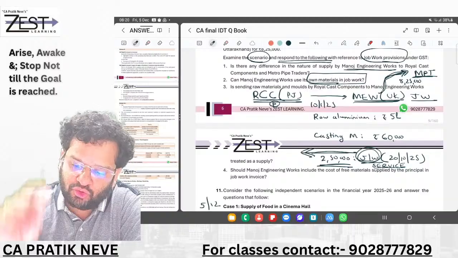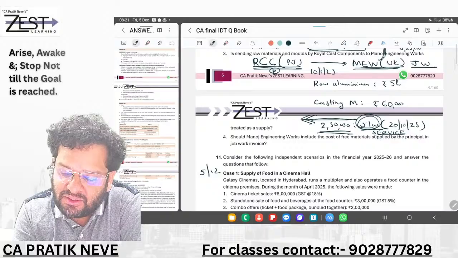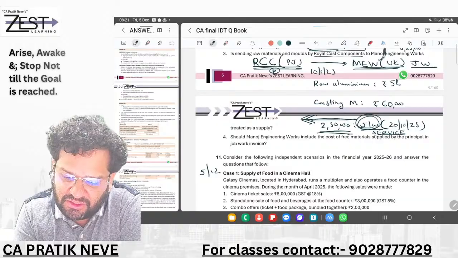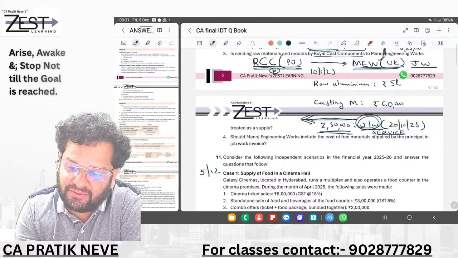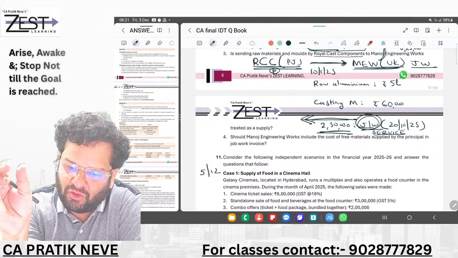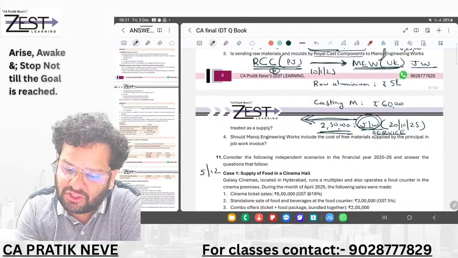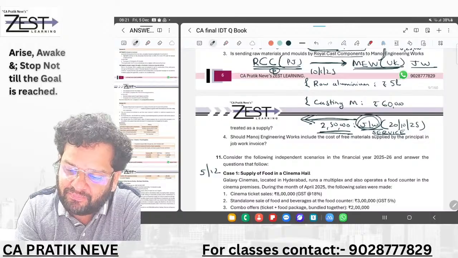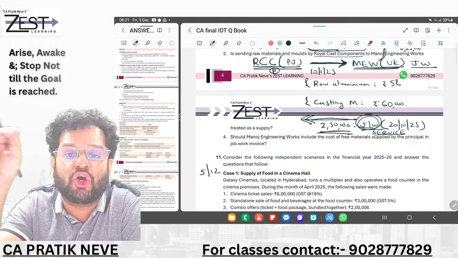So yes, it can use its own materials in job work. Is sending raw material and molds by Royal Cast Components to Manoj Engineering Works treated as supply? Very good question. Initially, Royal Cast Components is sending what? Raw materials and molds to Manoj Engineering Works on 10/1/25. Is it supply? The answer is no. This is not a supply because it was sent for job work.